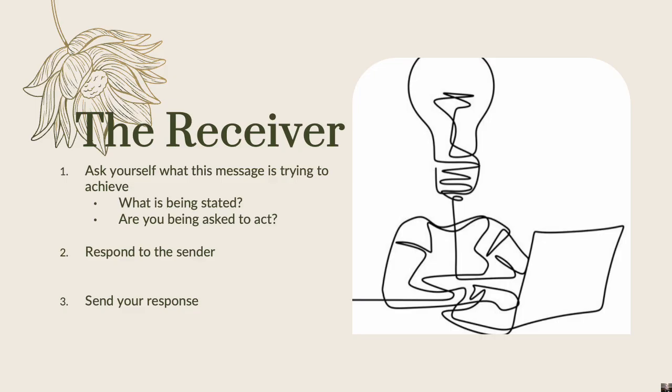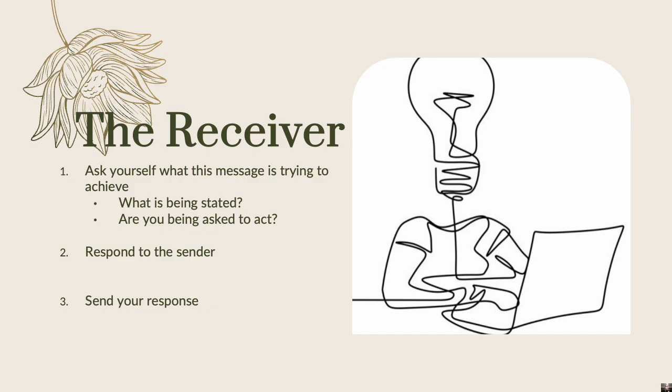Respond to the sender. Offer feedback about your understanding of the message and ask any clarifying questions that you need to. You can also convey additional new information to the sender. This effectively turns you into the sender and starts a new communication loop. Referring back to our earlier example, maybe the HR representative needs additional information to fulfill the request for pay scale information. Then you send your response.